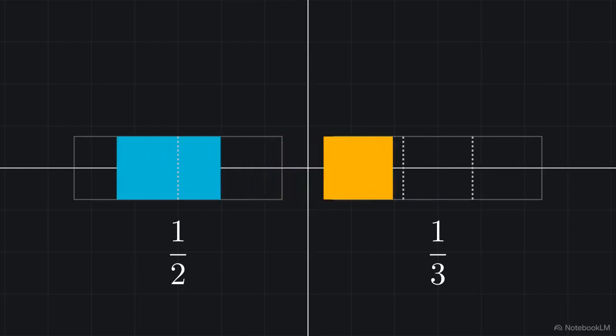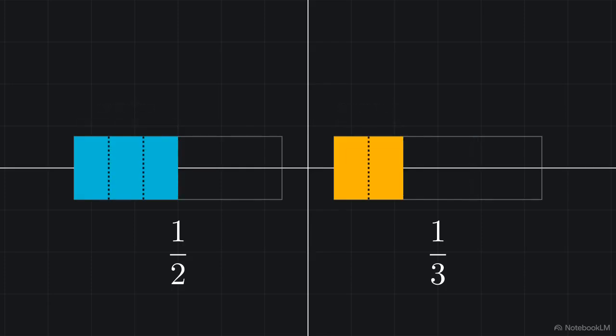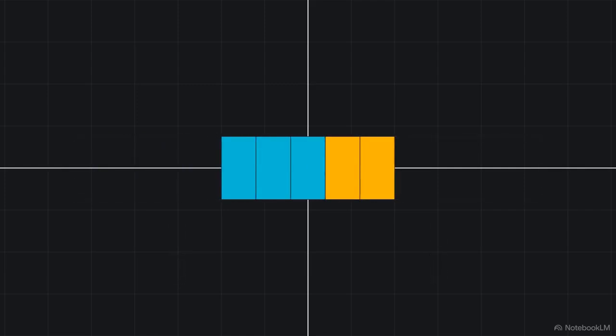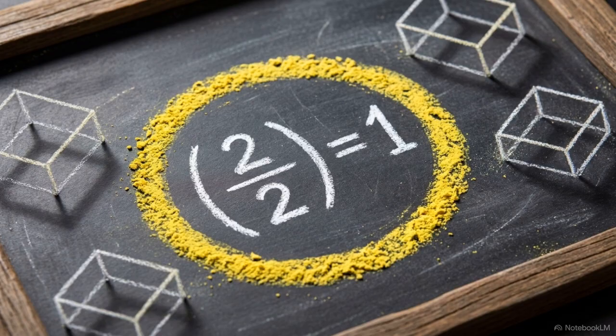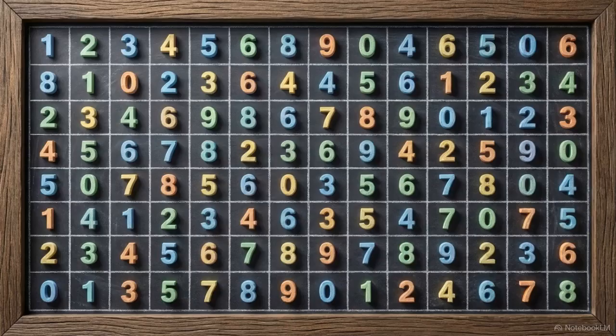If you try to stack or add these pieces directly, they fail to align. Their base units are physically different sizes. The visual solution is subdividing both objects into 6 equal segments. Now, the half becomes 3/6, and the third becomes 2/6. The units are uniform, and they seamlessly stack together to yield 5/6. Multiplying the top and bottom of a fraction by the same number is mathematically identical to multiplying it by 1. The internal value remains exactly the same, but the outward representation changes.